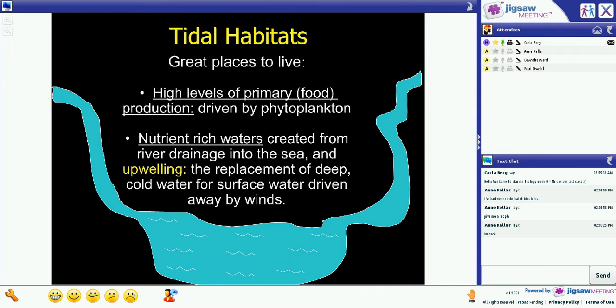Upwelling is when the cold water from the bottom of the sea comes up and replaces the warmer water on the surface, which goes down. And it creates these circular patterns in the water, which allows the organisms like phytoplankton and zooplankton that are just floating in the water to circulate all in the water column, all up and down.